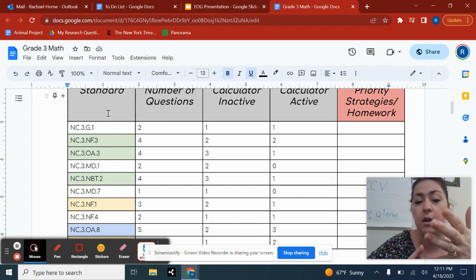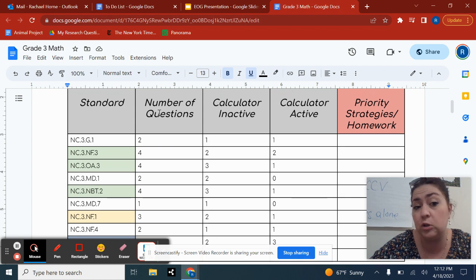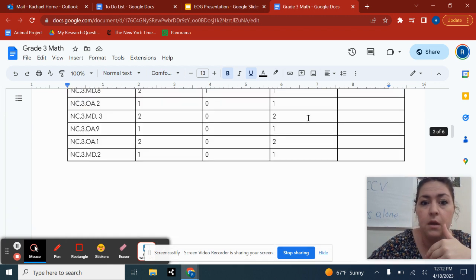On the side, you will see the colors blue, green, and yellow. The blue is for standards that have the highest number of questions. The green are for standards that have the next, and the yellow are for the next highest. If they're white, that means we saw questions connected to that particular standard the least. Then off to the side, you'll see the actual number of questions connected with that standard, and how many of that number were calculated inactive versus active.